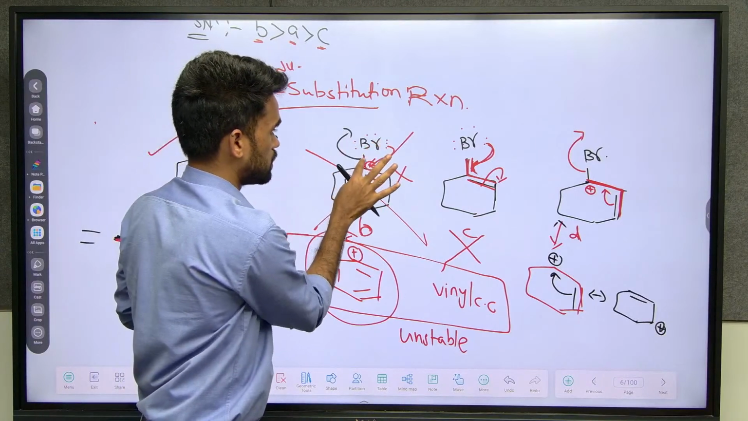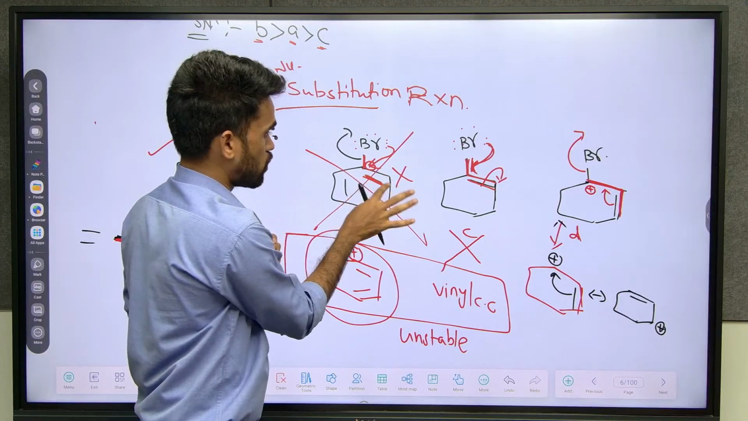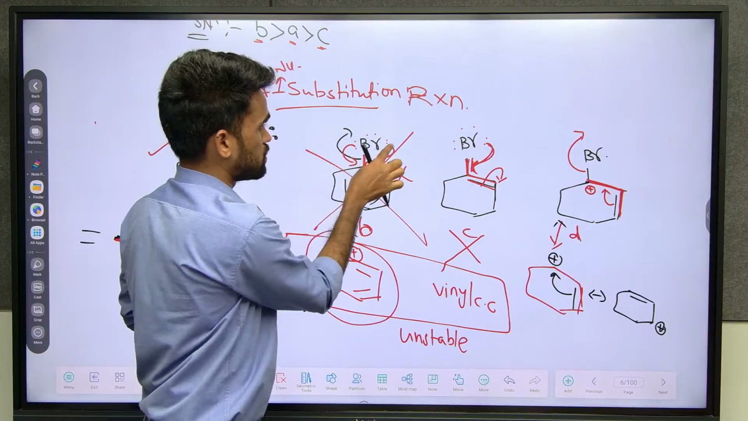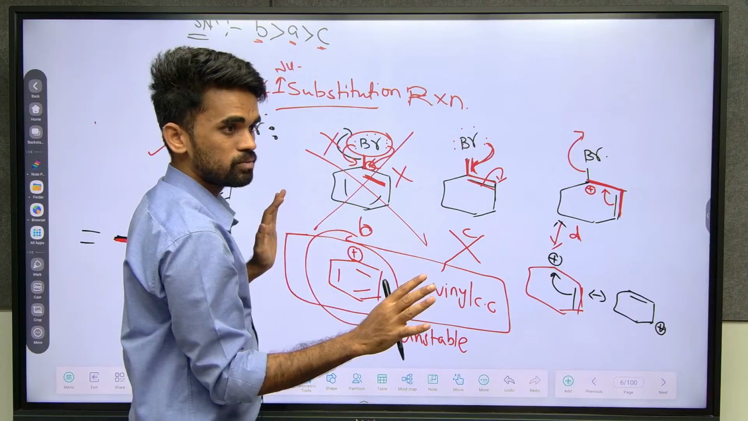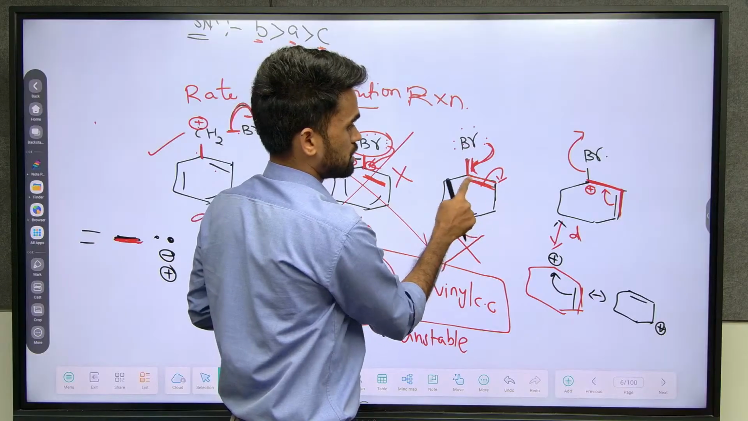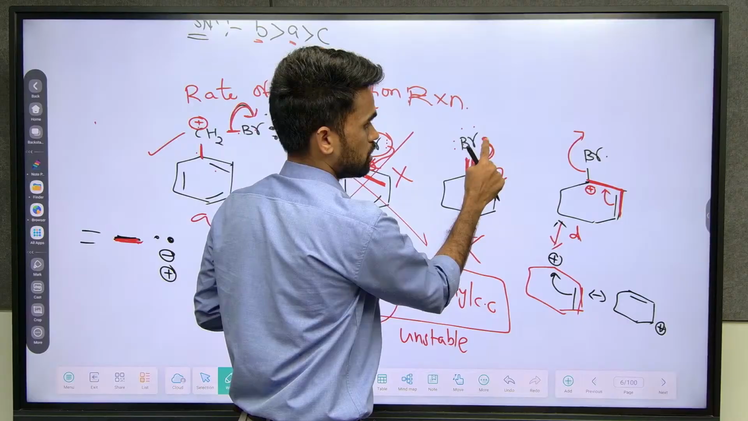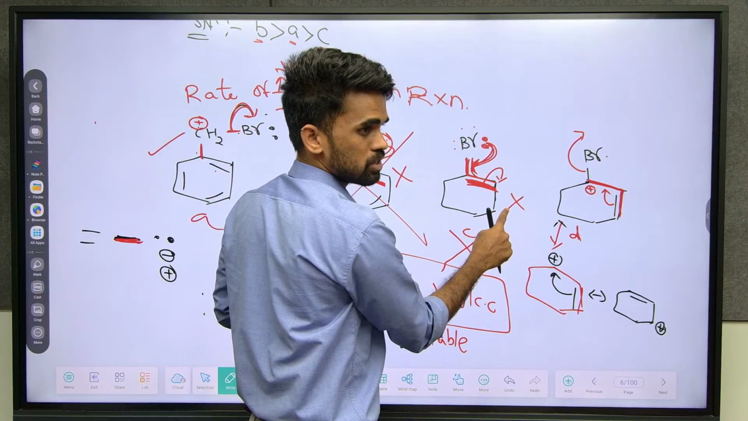Now, before removing, just check for the conjugation. Lone pairs, sigma bond, pi electrons. Conjugation is there. If conjugation is there, it means the single bond becomes a double bond. It means will it come out now? No. That's why aryl halides won't involve in substitution reactions. This one is vinyl. See, pi bond, sigma bonds, lone pairs. Are they in conjugation or not? So this will also not involve in substitution.